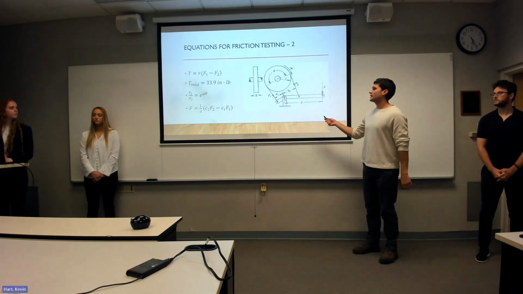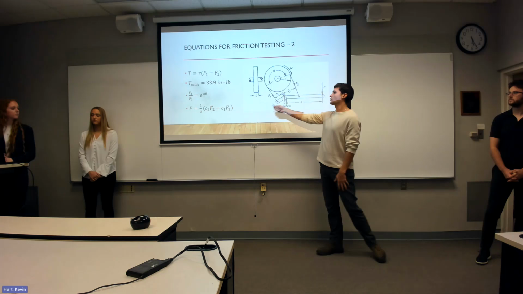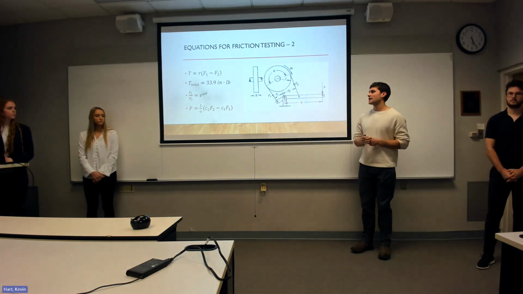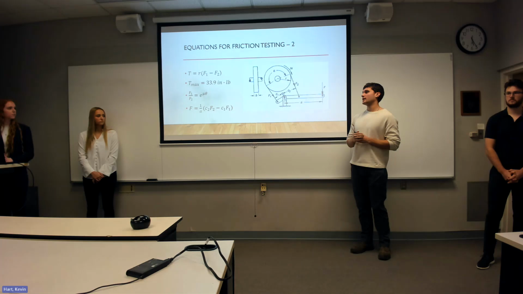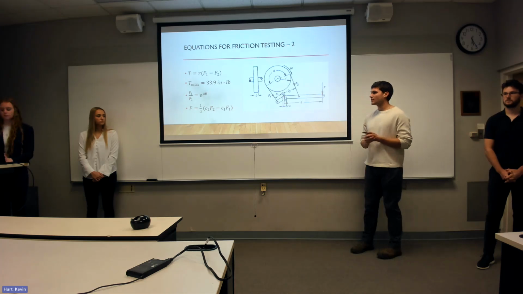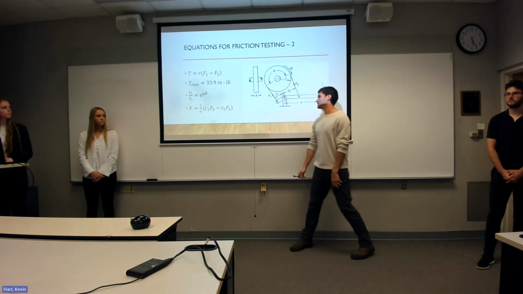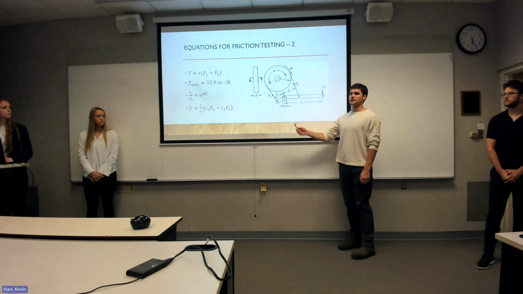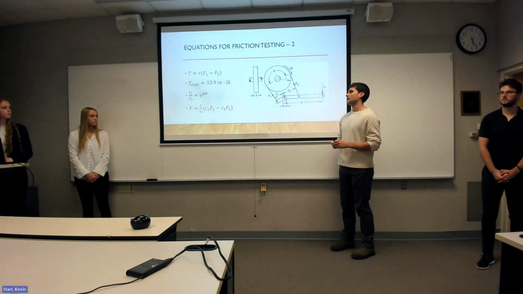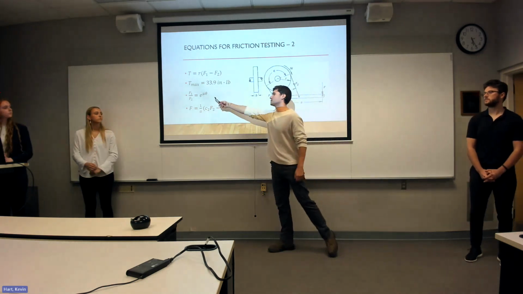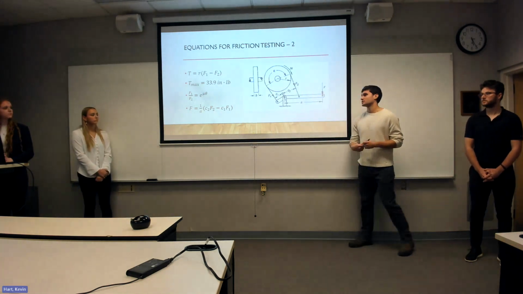So for this brake, we have some different equations, including the torque. And the max torque was given to us by Dr. Liu, and that turned out to be 33.9 inch-pounds. So we don't want to go over that. And then again, we can use this equation to validate that what we're seeing and measuring in our test is accurate. And then we can use the same equation as before to measure the coefficient of friction.